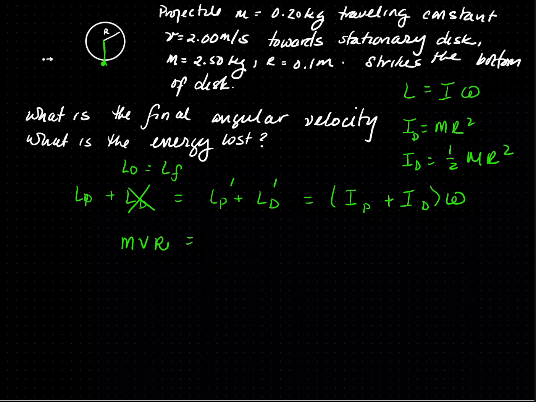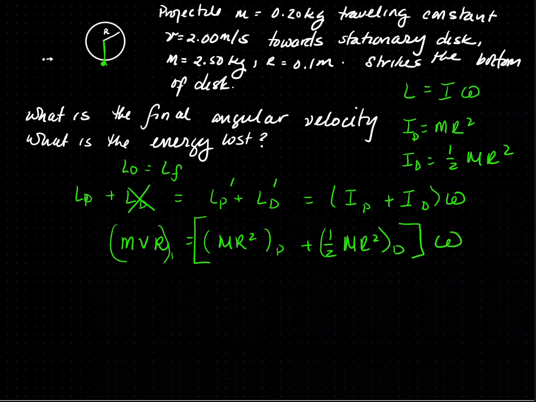If I plug this in, this will be mr squared of the particle plus 1/2 mr squared of the disk. And since they have the same angular velocity, omega, we know that mvr is of the particle at the beginning. So if I plug this in, this is 0.20 kilograms. The velocity given is 2.